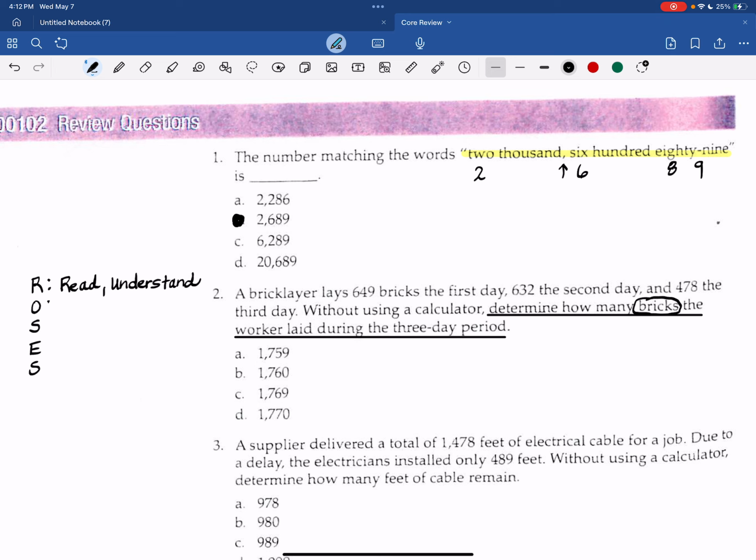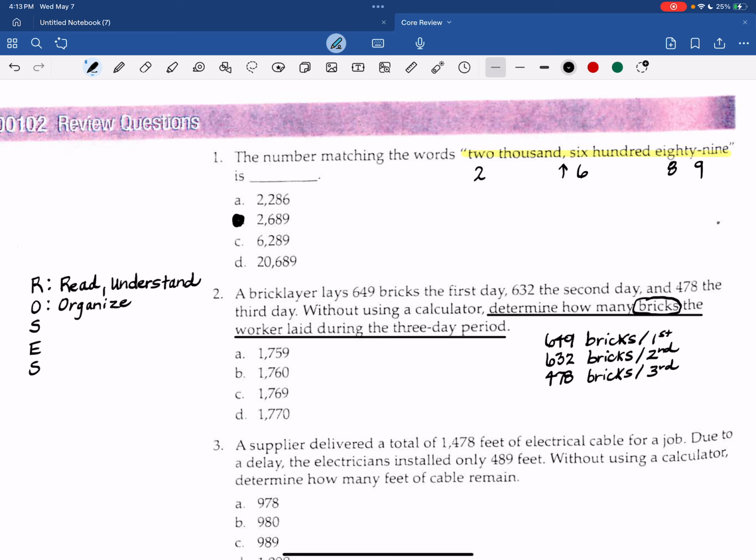O is the important step. O is to organize. And the way you organize a word problem, you take all the numbers you can find and their units. In this particular problem, I'm also going to indicate the days. Bricks on the second day, and 478 bricks on the third day.